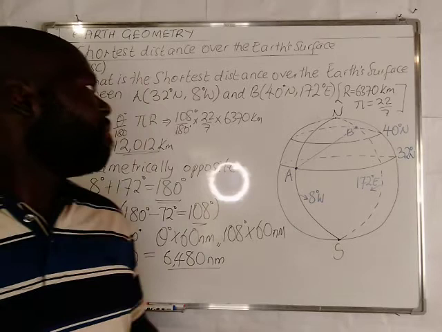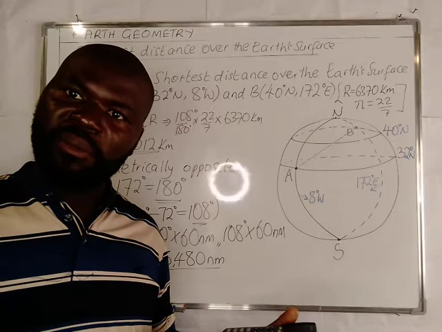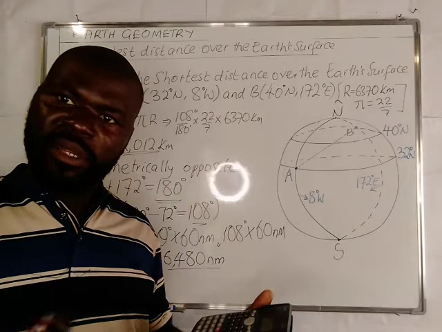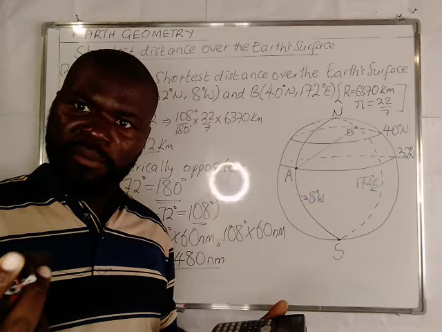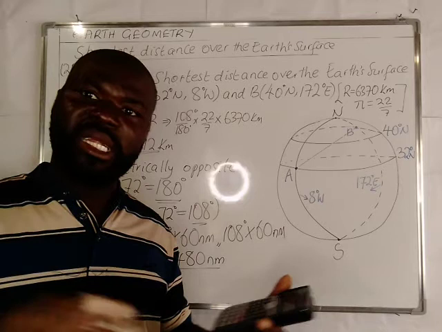This is basically how we get our shortest distance. We find out if the two places are diametrically opposite by adding the longitudes. Once we find that they are diametrically opposite, if we get 180, then we add the latitudes, then we subtract from 180, and we would have gotten our theta. This is a special case. You only get your theta this way when you are calculating shortest distance. When you are calculating distances along latitudes and longitudes, you don't get your theta this way.